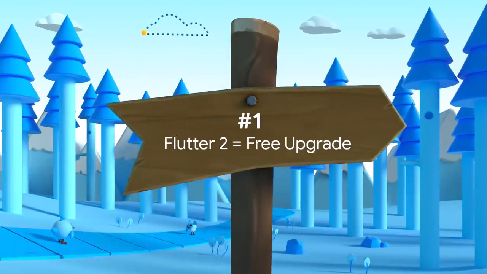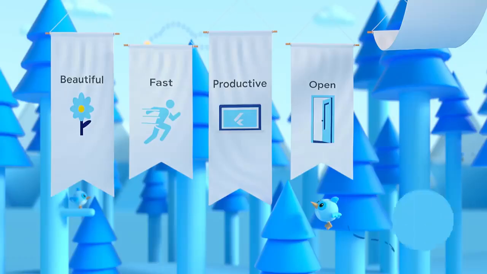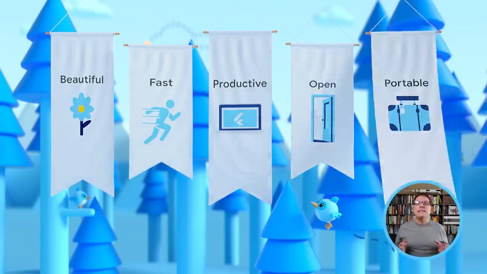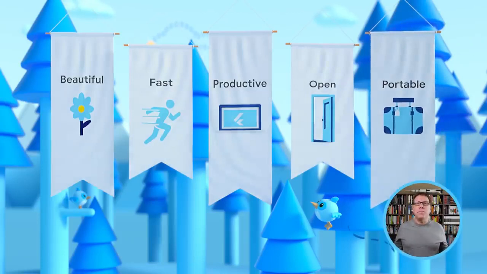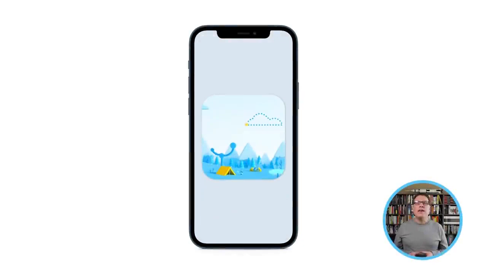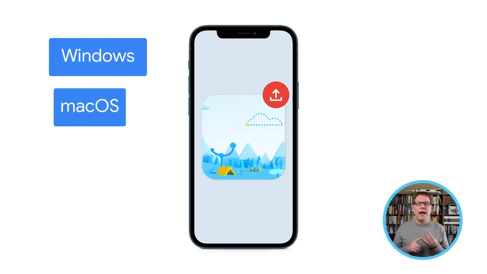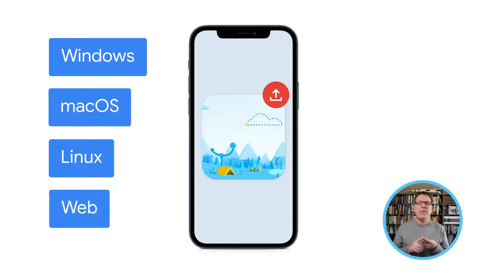Welcome to Flutter Engage. Today is a key milestone for Flutter with the launch of Flutter 2. The big news in Flutter 2 is that we broadened Flutter from a mobile framework to a portable framework, unleashing your apps to run on a wide variety of different platforms with little or no change. You can think of Flutter 2 as a free upgrade for your app. With Flutter 2, your app can target 4 additional platforms: Windows, macOS, Linux, and the web.